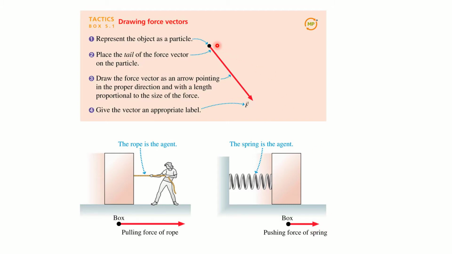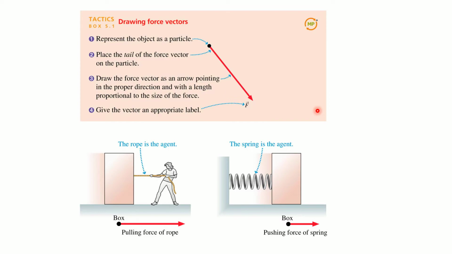Typically, we start all the tails of our arrows. We have the arrows start at the object and point in a given direction. And that's how we can visually represent all the forces acting on some object.